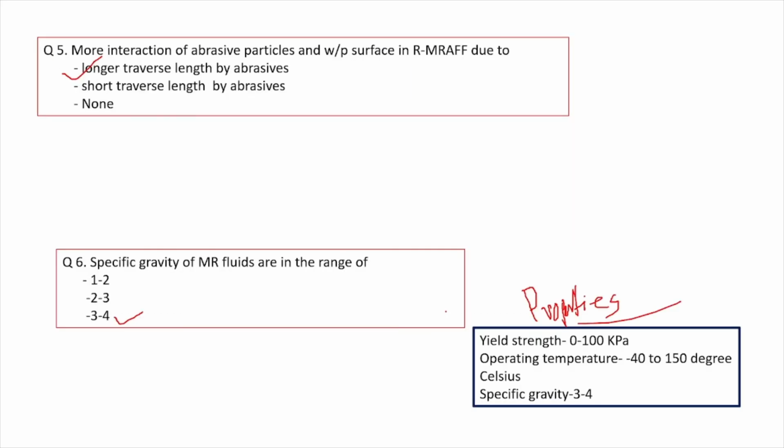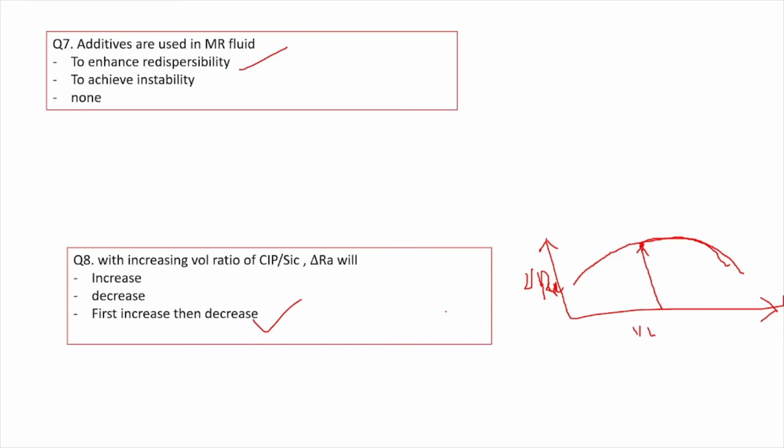Due to the helical path, the abrasives get a longer time to interact with the workpiece surface, because of the longer traverse length. The specific gravity of the fluids is in the range of 3 to 4. The additives are used in MR fluid to enhance redispersibility. And here we have seen the effect of process parameters on RA.